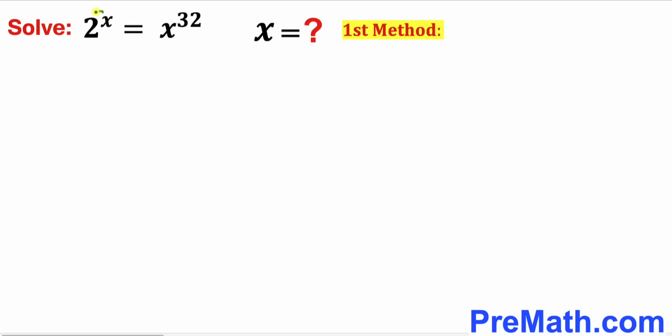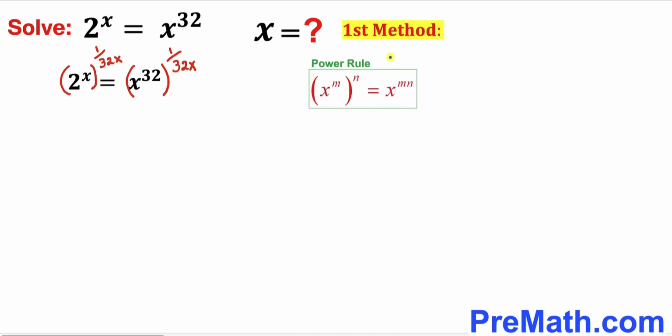Let's focus on this given exponential equation. And here I have copied down that equation: 2^x = x^32. And now I am going to tweak both sides by taking a power of 1/(32x). And likewise, I'm going to take a power of 1/(32x) on the right hand side as well.